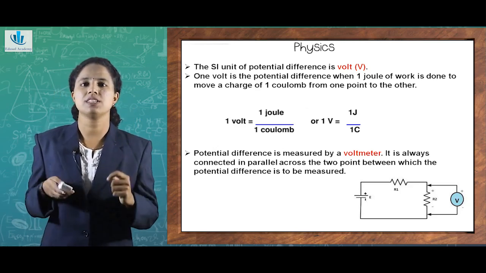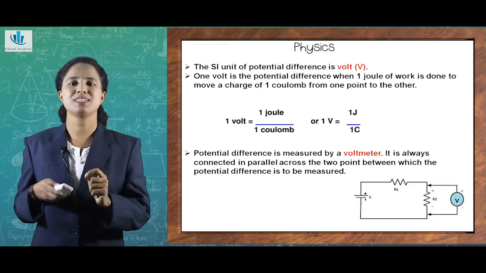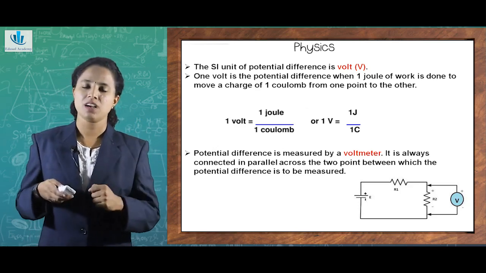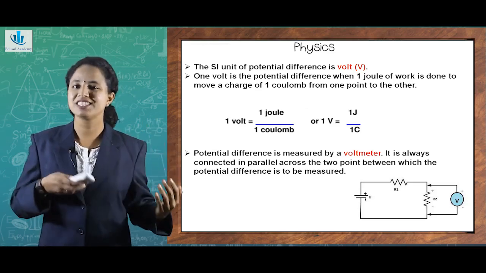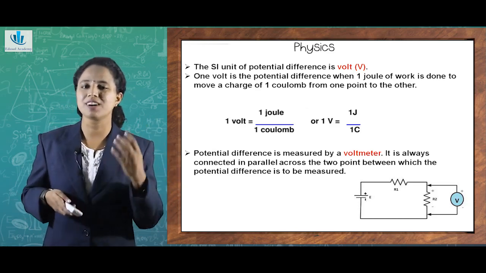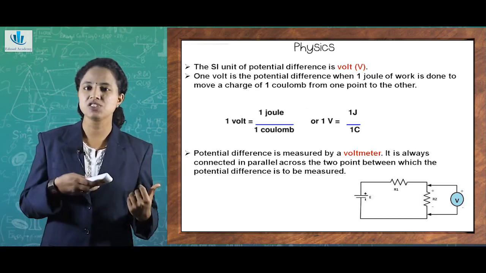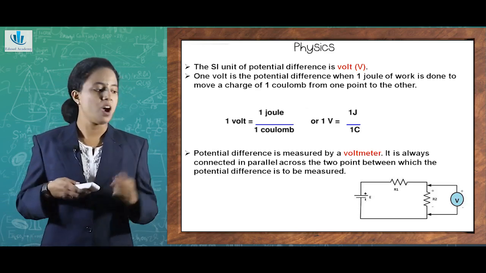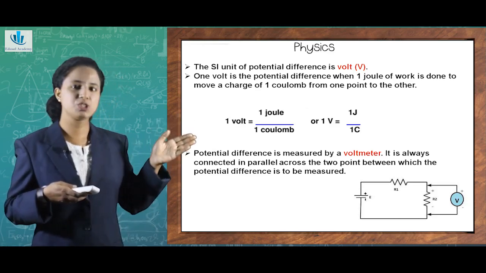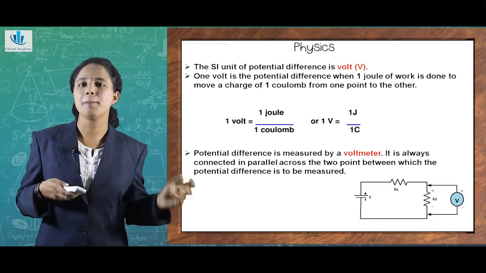So what is the SI unit of potential difference? It is defined as volt, which is represented by capital V. So what about the SI units of work done and charge? The unit of work is joule, isn't it? And what about the unit of charge? It is coulomb, isn't it? So we can write 1 volt as 1 joule per coulomb.